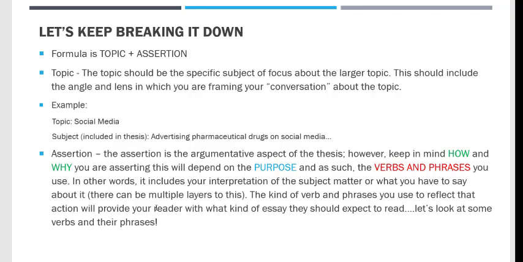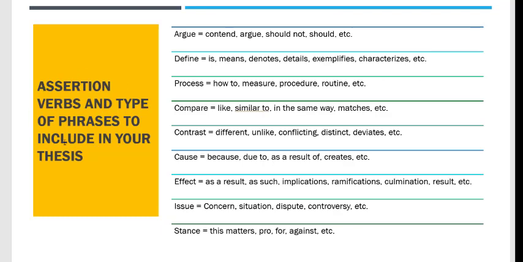So we know that everything in the thesis needs to be arguable. So we start with the concept of argument. But how can we argue things, right? We can argue things in many ways. We can argue a definition. We can argue a process. We can argue what something is like. We can argue what something is not like, the cause, the effect.